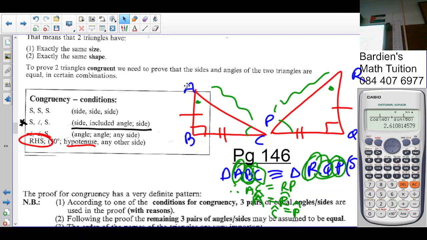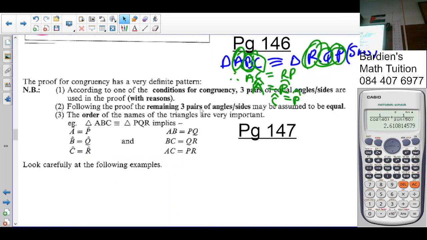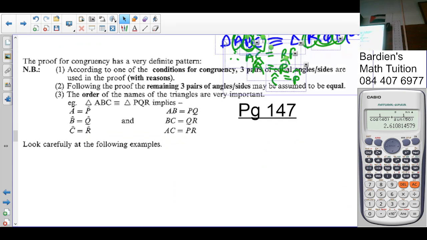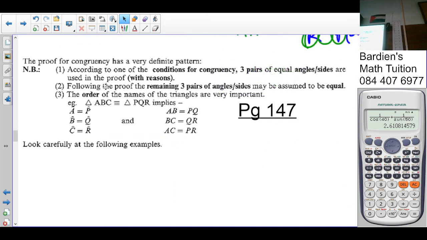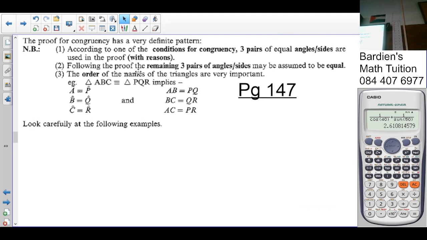People, this is a very important concept to understand. In geometry, we're going to use it extensively. So the order of the names of the triangles is important. Why? So that you can conclude what I just showed you, that the corresponding angles and the corresponding sides are equal. So let's look carefully at the following examples.